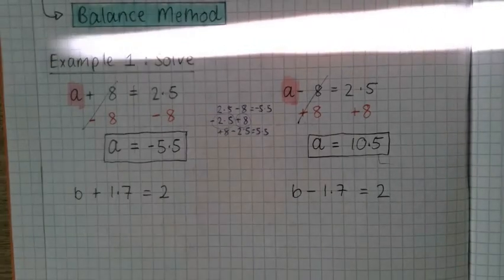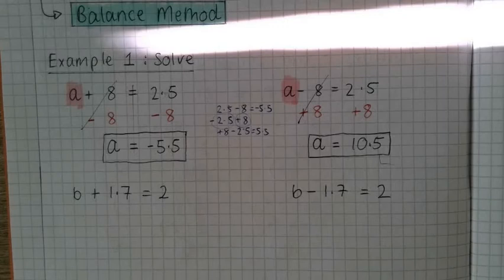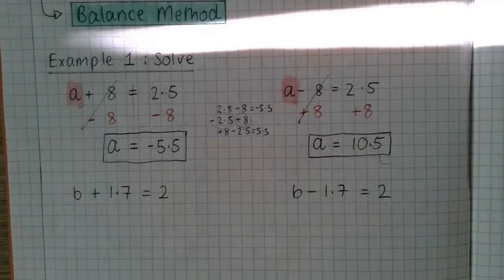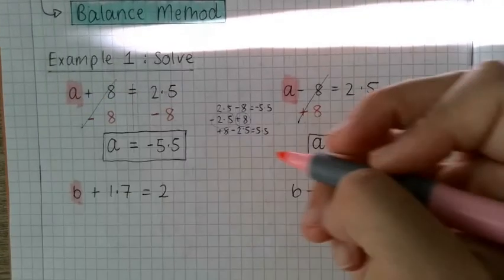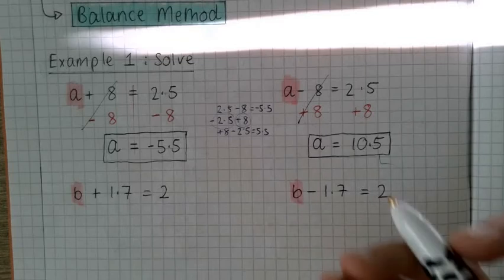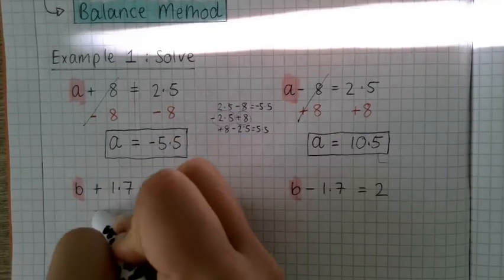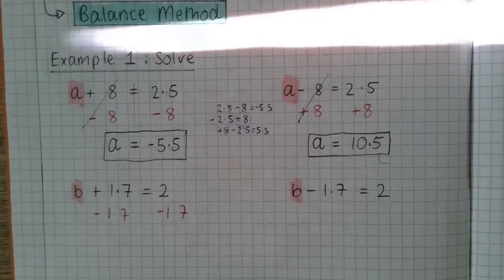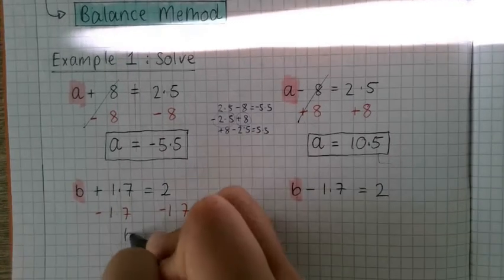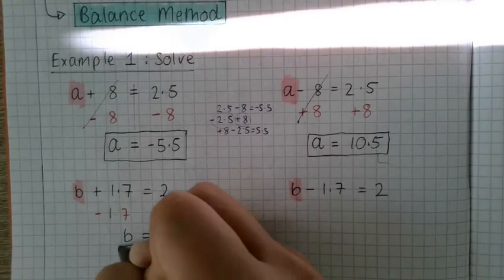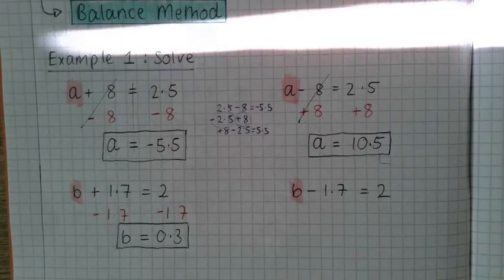Okay, get ready to mark these questions in a different colour. So I'm going to whiz through these. So for this one, I always like to highlight the letter that I'm trying to find. When we do harder ones, that will be useful to you. So on this one, I had to subtract 1.7 from both sides, and that leaves me with B equals 0.3.